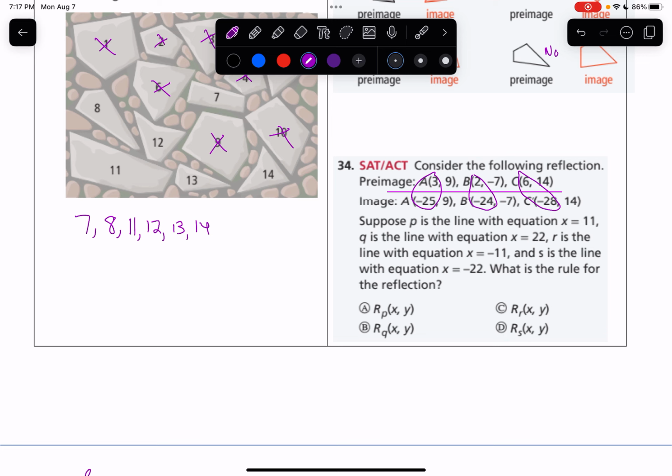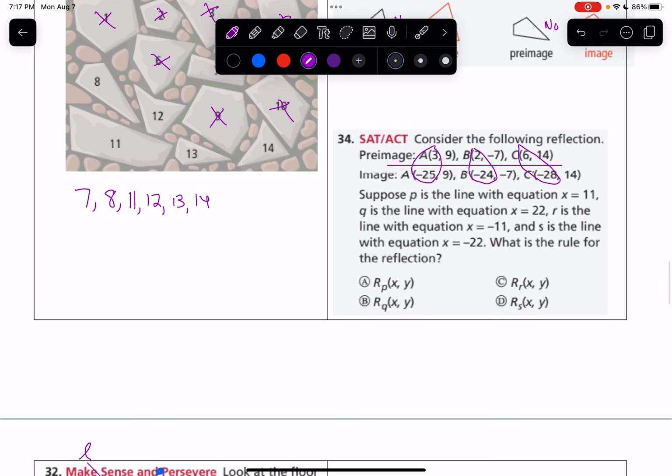If the numbers are far apart, remember you can find the average. That's exactly halfway. So we can do 3 plus negative 25 over 2, right? So we can say that's going to be negative 22 over 2, which gives us negative 11. So negative 11 is halfway in between those coordinates, and that is line R, which is that equation. So we'll use choice C, a reflection over R of x comma y.